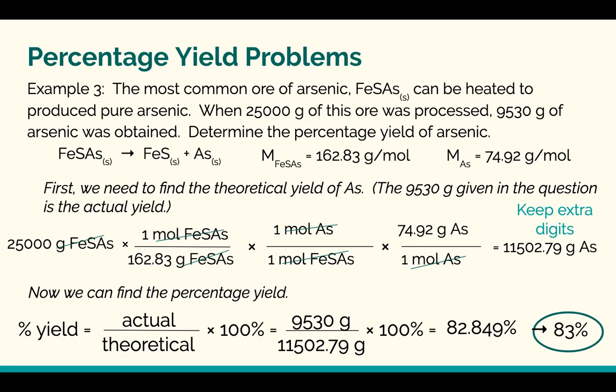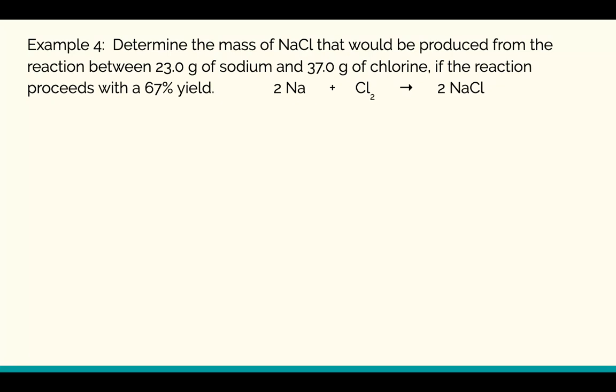So now we'll look at a little bit of a different problem where we're going to use the percentage yield equation but rearrange it to find the actual yield. So in this example, determine the mass of sodium chloride that would be produced from the reaction between 23 grams of sodium and 37 grams of chlorine if the reaction proceeds with a 67% yield. So we're given the percent yield, and what we're being asked for is how much is actually made. So in order to figure that out, we're going to have to find the theoretical yield.